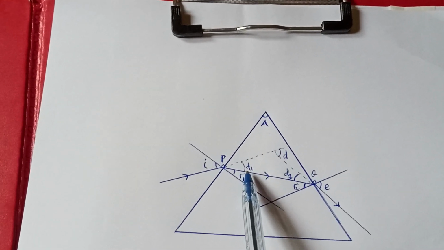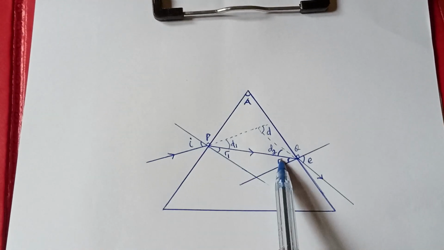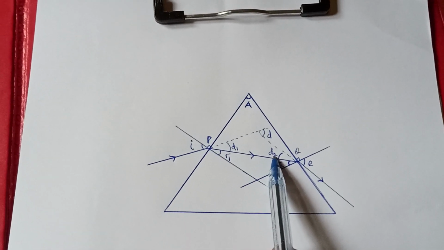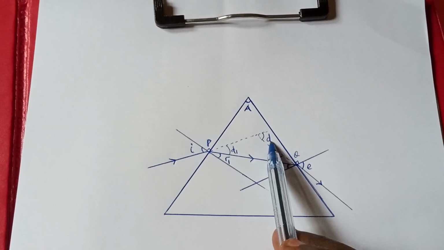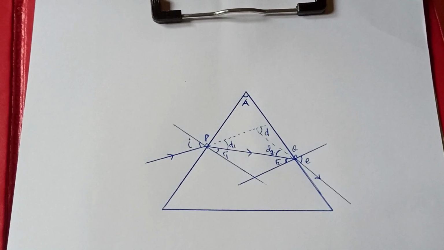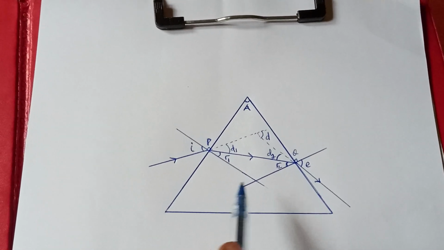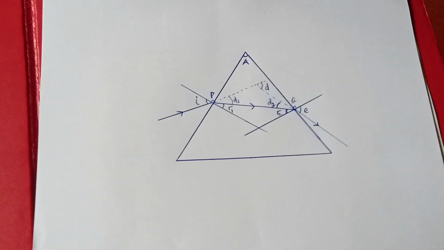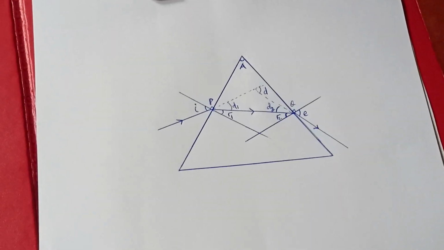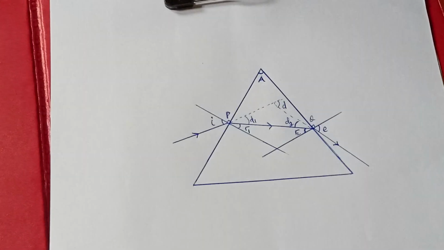D1 denotes the deviation caused at point P. Then D2 denotes the deviation caused at point Q. Then D will be the total deviation as the ray moves from vacuum to a glass prism and back to the vacuum. So we are deriving the deviation caused by that glass prism. Let us derive it together.